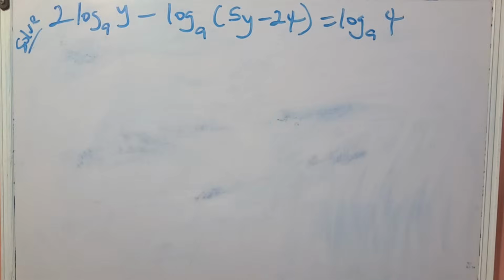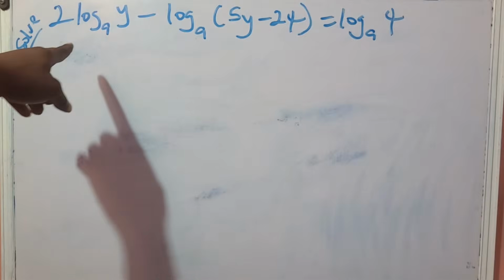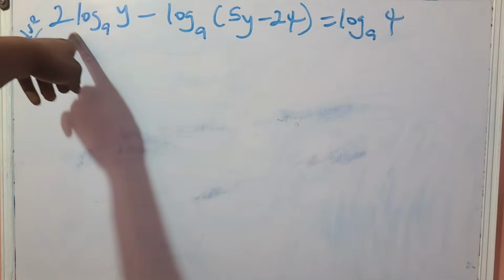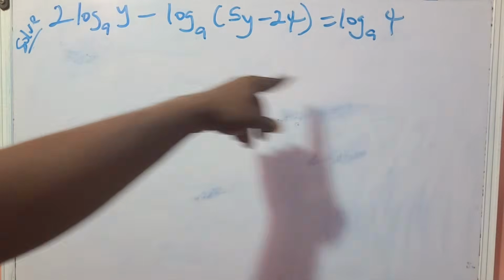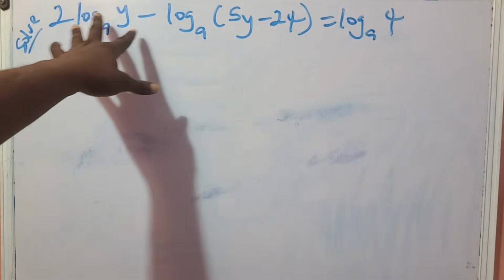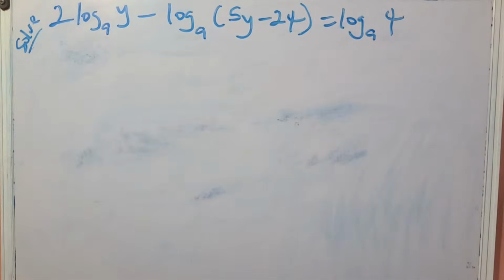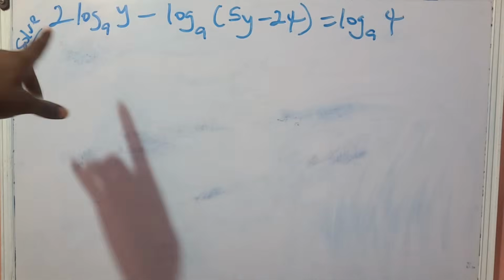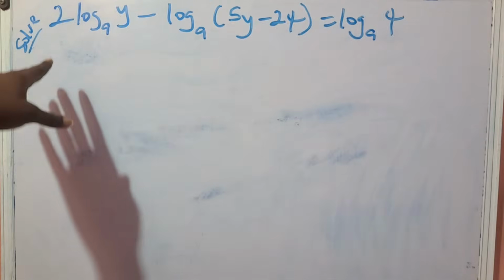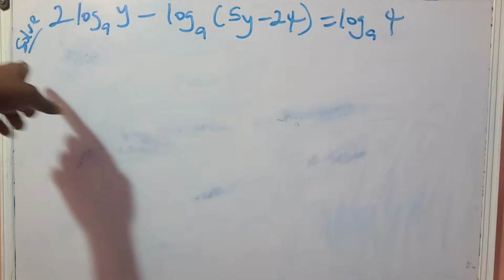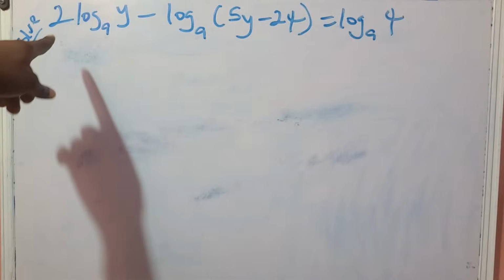So this should not be an issue for anybody because this is quite simple. Look at the situation we have here. All of them have the base a. So this is a more direct question because you don't have to do anything to change the base. But one thing is happening here.